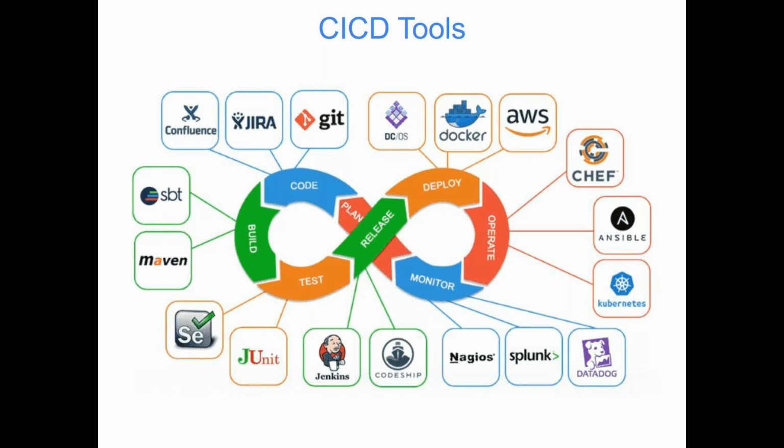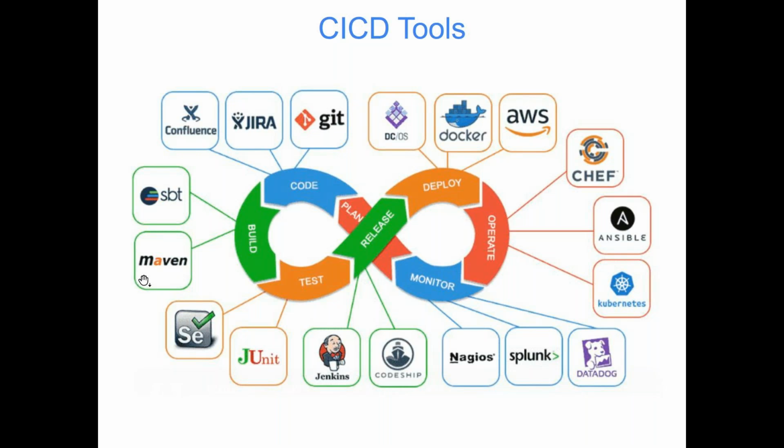So you don't need to remember this. There are a lot of tools, but you don't need to remember them. Let's quickly check what tools are available. Starting from the code, in order to maintain your code, Git is the most common and most famous tool. Apart from that, if you don't want to use Git, then you can go with Confluence or Jira. These also provide you the code versioning system. Then how to build your code? You can go with Maven, that's more common.